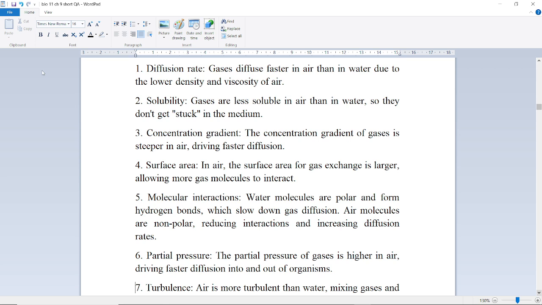Surface area. In air, the surface area for gas exchange is larger, allowing more gas molecules to interact. Molecular interactions. Water molecules are polar and form hydrogen bonds which slow down gas diffusion. Air molecules are nonpolar, reducing interaction and increasing diffusion rate. Next is partial pressure.